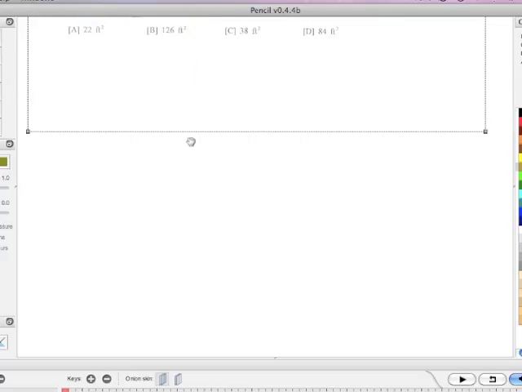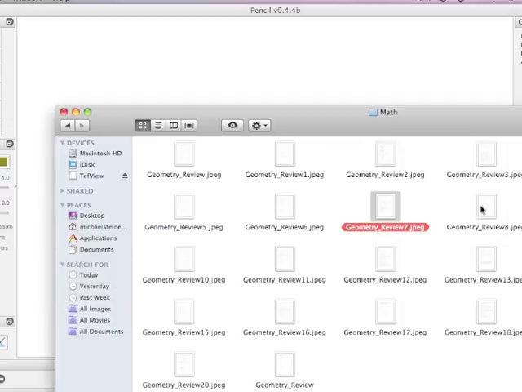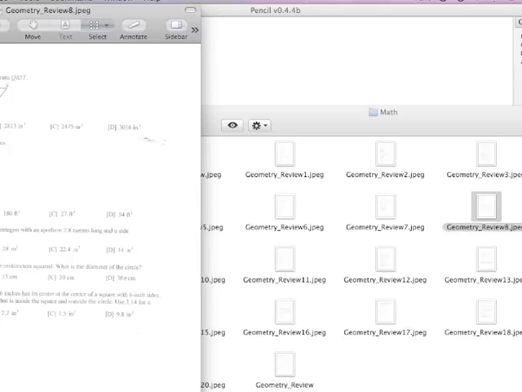Let's get that out of there. Let's get another page. Let's see how many of these we can grab. Let's grab 3.